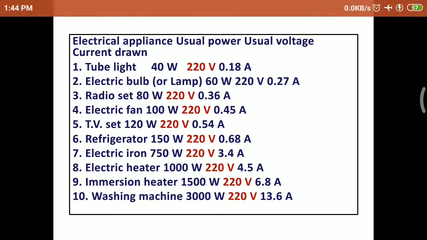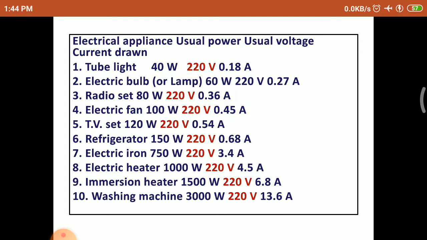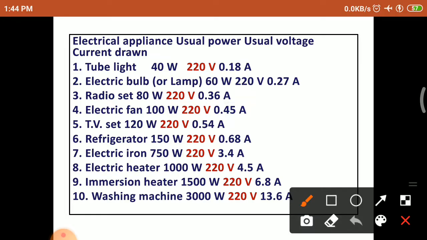See, here I have given some electrical appliance names and their watt, voltage and current values. See the first one, tube light. The power of this tube light is 40 watt. It uses 220 volt. So when it uses 220 volt, the current drawn from the circuit is 0.18 ampere.